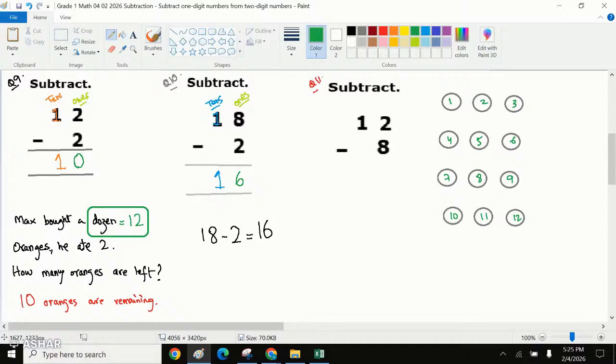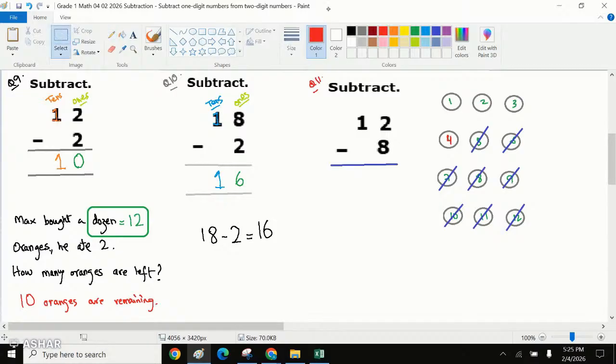And how many were we subtracting? We were subtracting 8. We were subtracting 8 from 12, right? So we can simply say we cancel out 1, 2, 3, 4, 5, 6, 7, and 8. If we cancel out 8, what is the largest number that should remain? That means 4 is the remaining, right?